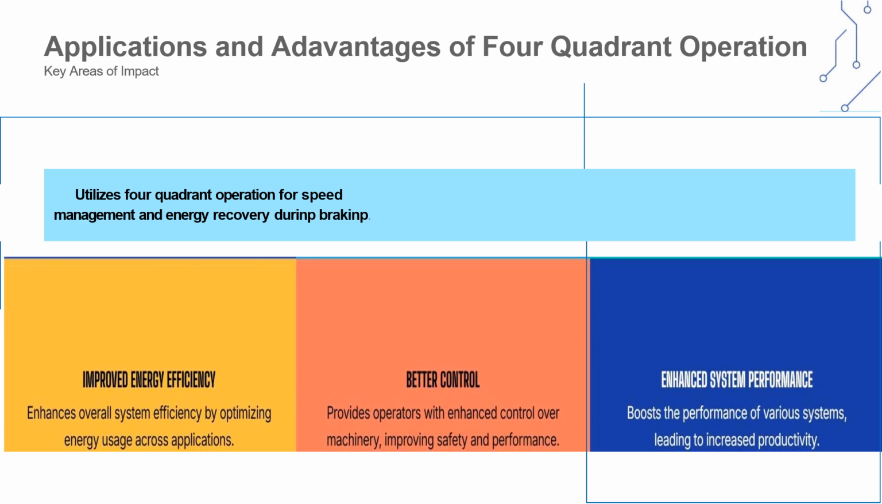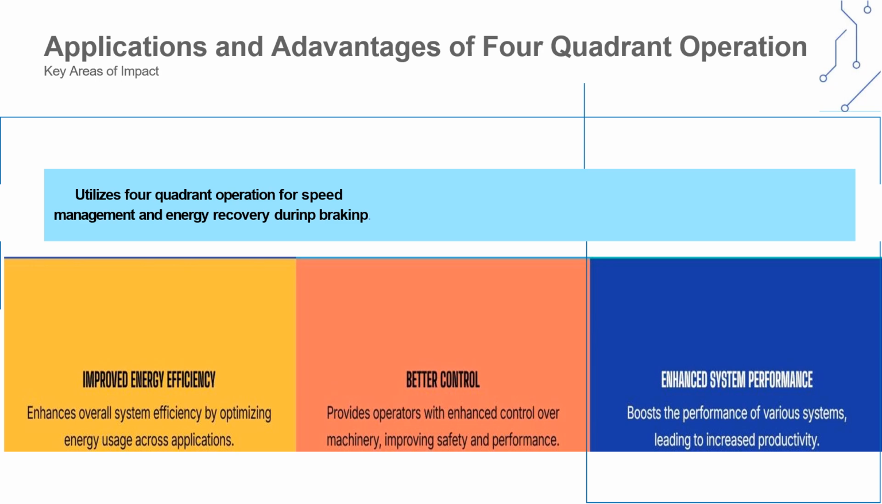Third, elevators use four-quadrant operation to control the speed and direction of the cabin, ensuring a smooth and comfortable ride for passengers. Fourth is wind turbines. The generators operate in different quadrants depending on the wind speed and direction, allowing for efficient energy conversion.